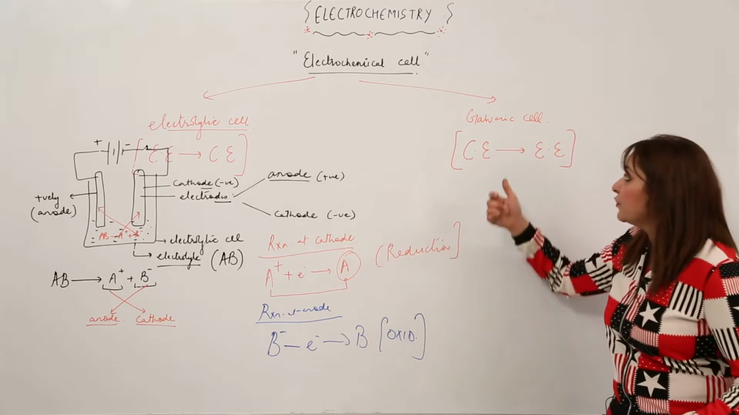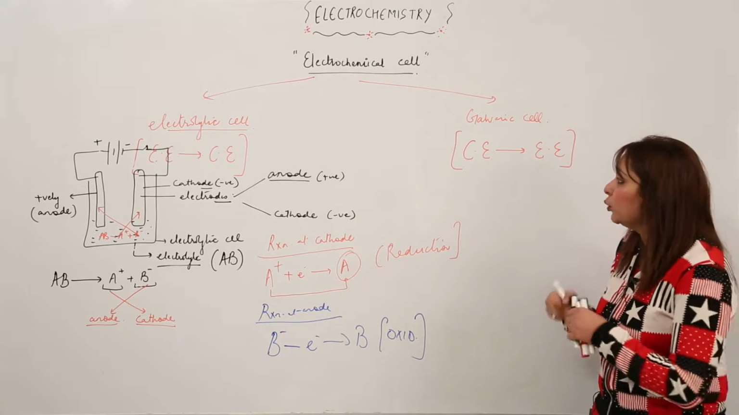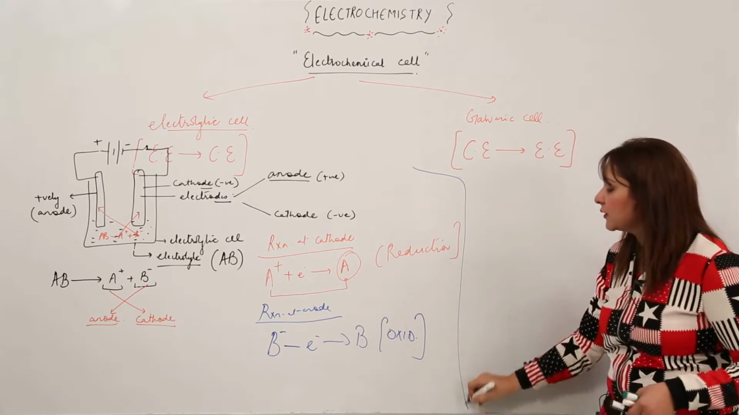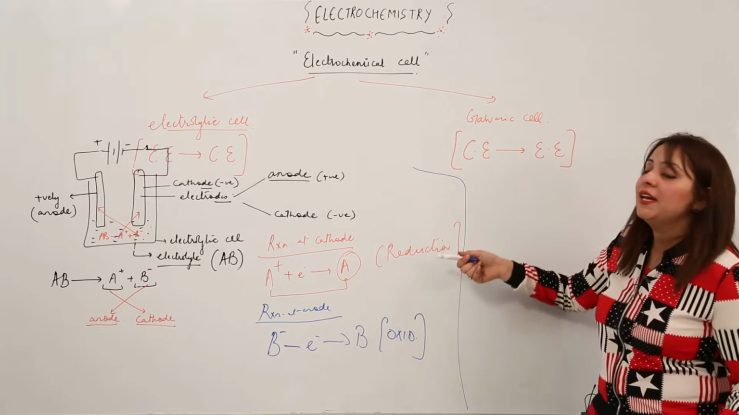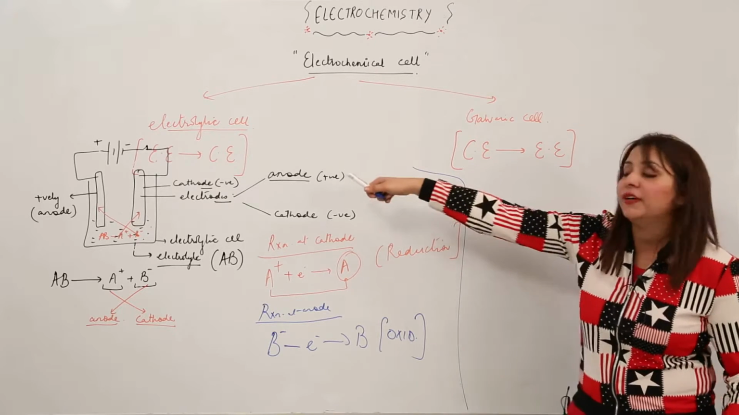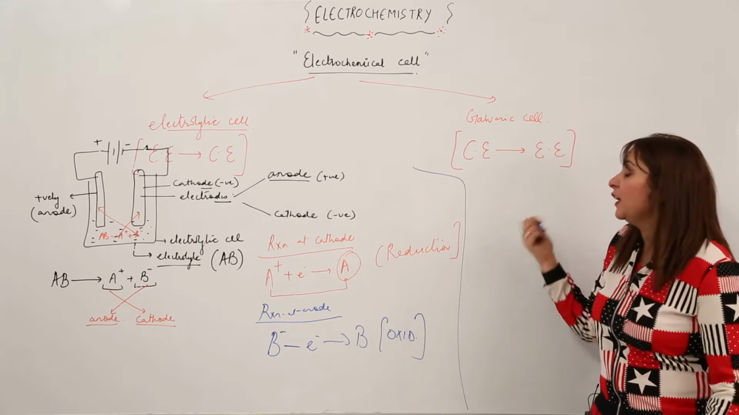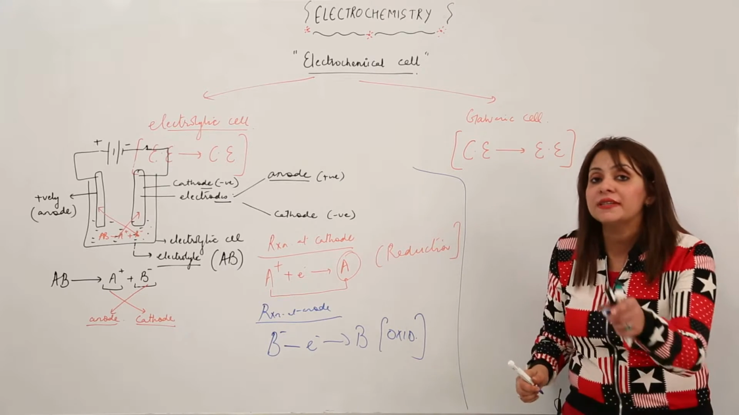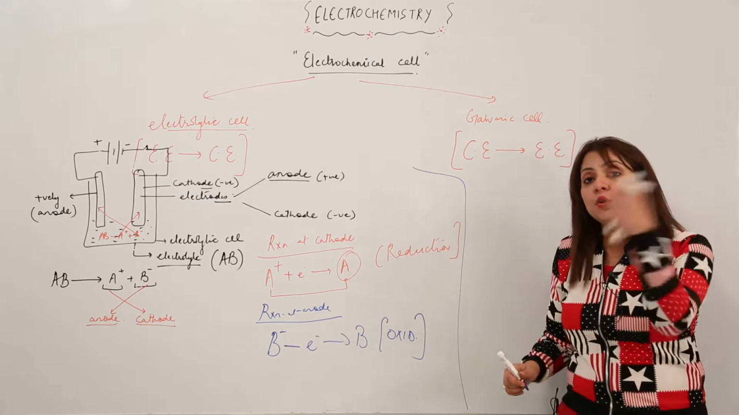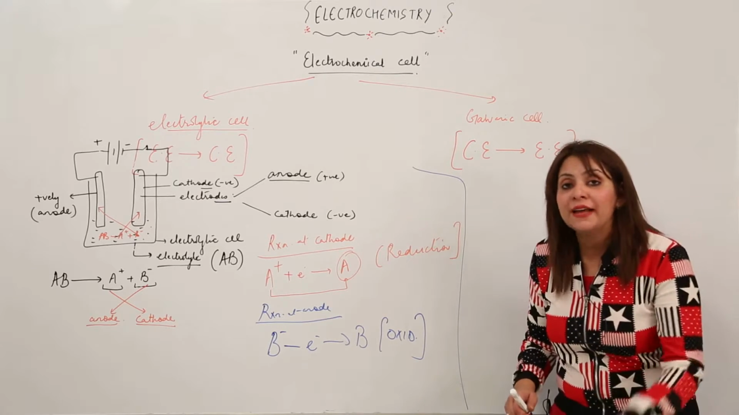Now let us concentrate on this galvanic cell. As I told you, it is a cell which works in the opposite manner to the electrolytic cell. That means it converts chemical energy into electric energy. It was converting electrical into chemical, now it will be converting chemical into electrical. We don't have to use any battery or cell in this case, because it will produce the current at the cost of chemical reactions occurring in it.